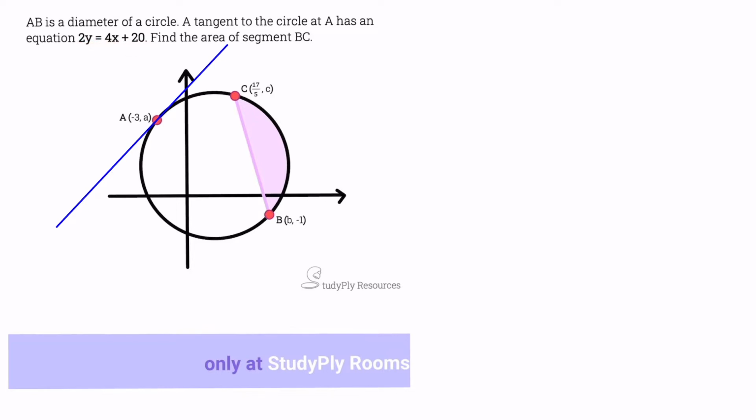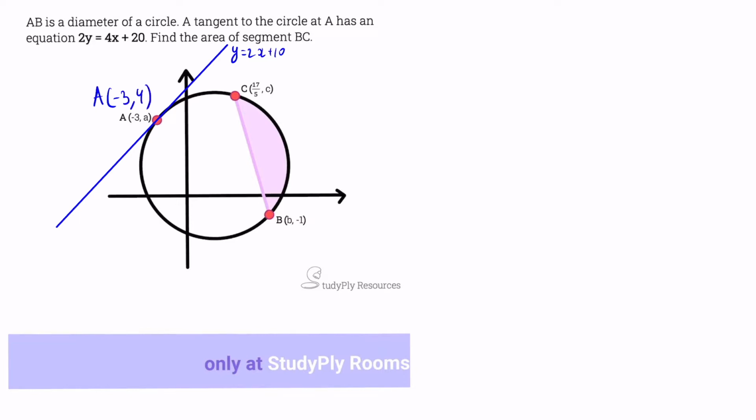Now we need to get it into the correct form of y equals mx plus c, so dividing everything by 2 will give us y equals 2x plus 10. Now we can figure out A by just substituting minus 3 into the x here to find our y coordinate for A, which happens to be 4. So A has coordinate minus 3, 4.